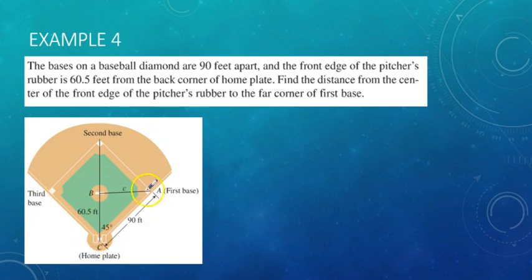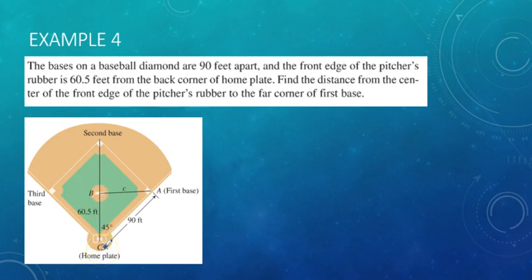Here we have a complicated diagram showing different triangles drawn in there from the first base to the pitcher's mound. They give you some of the basic information here, like the bases are 90 feet apart, so you can see that length shown here along the side of the diagram. And the front of the pitcher's rubber is 60.5 feet from the back corner of home plate. So they have that side filled in for you as well, that it's 60.5 going all the way to the back of home plate.